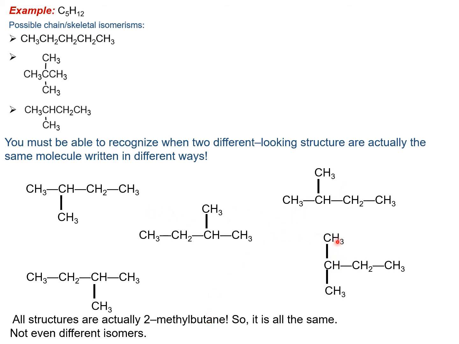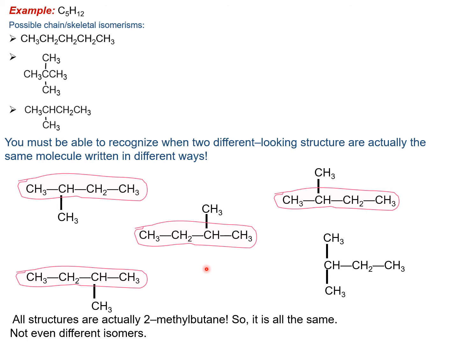Macam ni pun you fikir, oh aku dah create another isomers ni. But no, because if you count it, you will get 4 carbon chain. Okay, lepas tu CH3 ni dia melekat dekat carbon number 2. Same goes to this one. Okay, kiranya macam all of this you just buat 2-methyl butane in different ways. So you got to be careful there when you try to create structural formula untuk cari isomers ni ya.